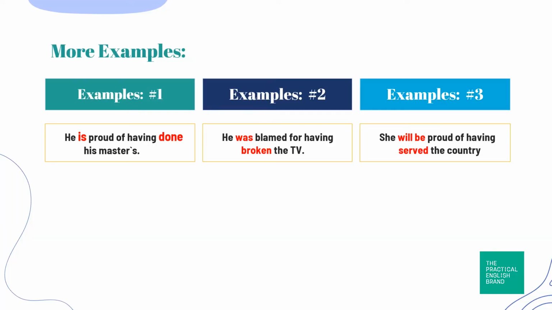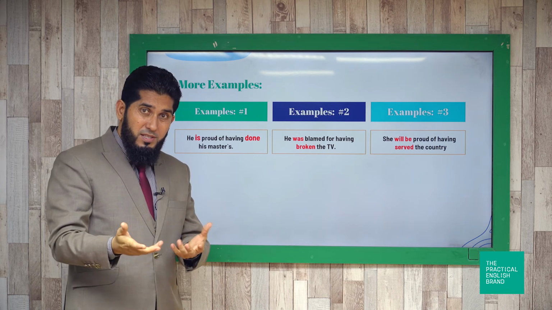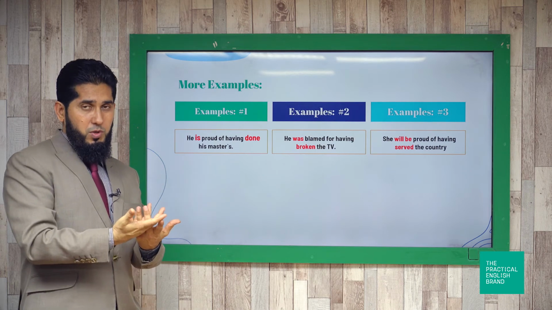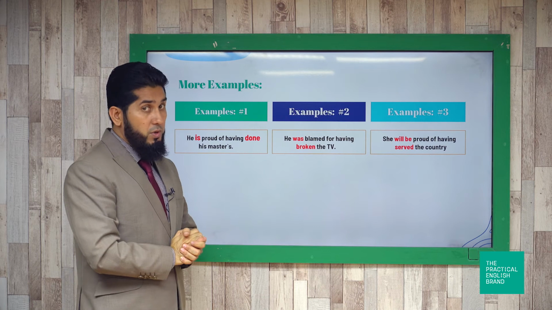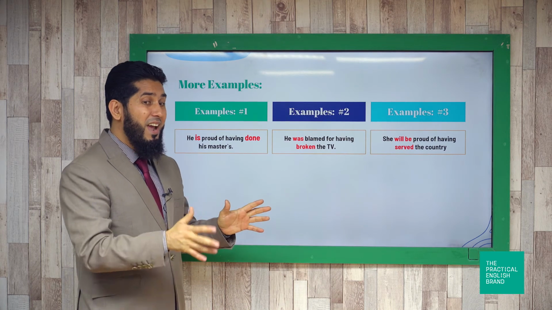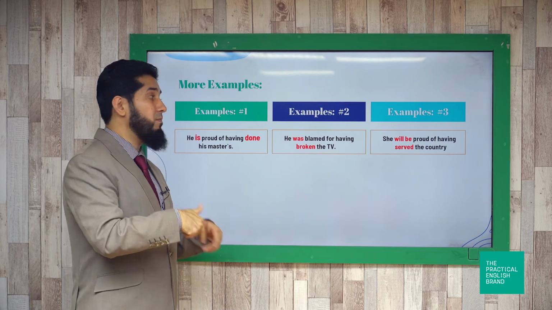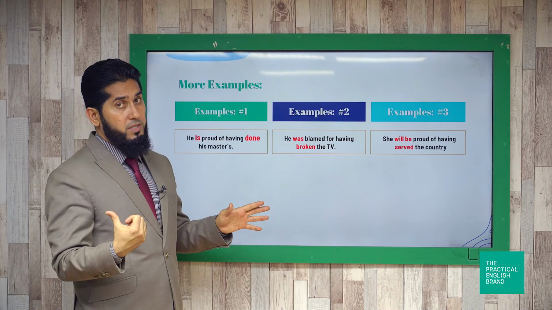So the times are again different, they're not the same times. They're in the past, but breaking the TV took place before he was blamed, okay? So that's the concept. He was blamed for having broken the TV. He was blamed that he had broken the TV. He broke the TV first, and then he was blamed for that action. So again, the past remark of a past action.